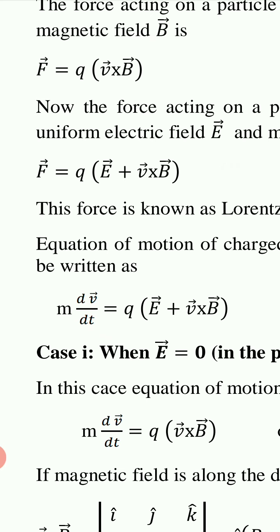The direction of V cross B is perpendicular to both V vector and B vector. And this direction of V cross B can be determined by the law of screw. If we rotate a screw from the direction of V vector to the direction of B vector, then the direction in which this screw moves will give the direction of V vector cross B vector, and it is always perpendicular to both V vector and B vector.